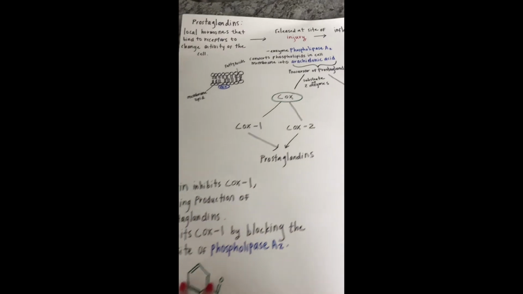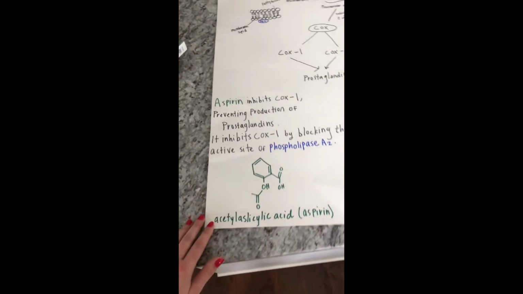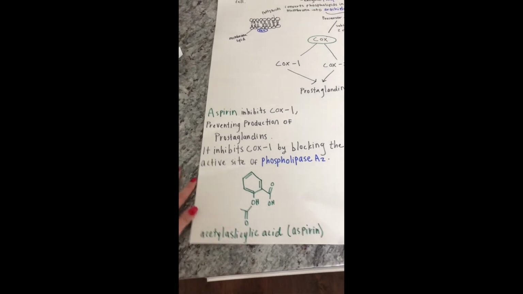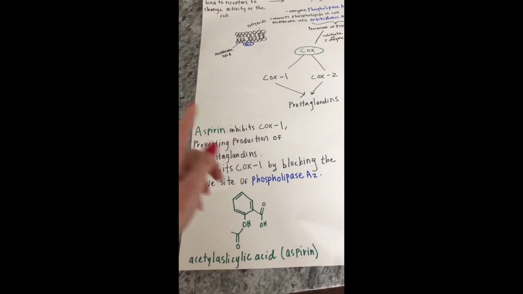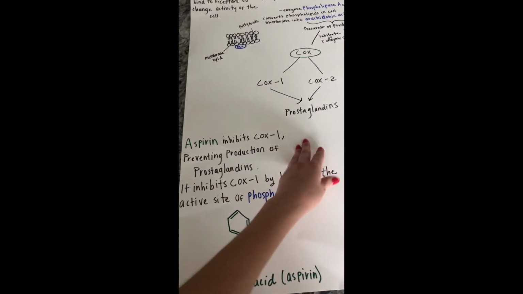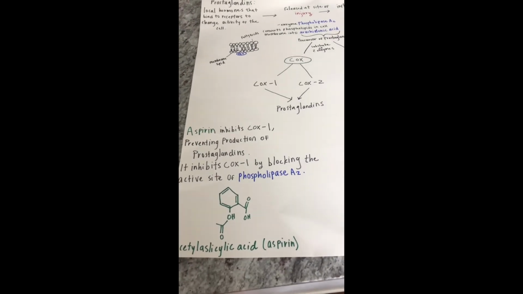So what aspirin does down here, aspirin, this is obviously the molecule, aspirin inhibits the COX-1 that produces those prostaglandins. If you inhibit this COX-1, you're not going to have any prostaglandin production. You're not going to have that inflammatory response. And that's why aspirin helps with reducing fevers, pain, inflammation, and swelling.